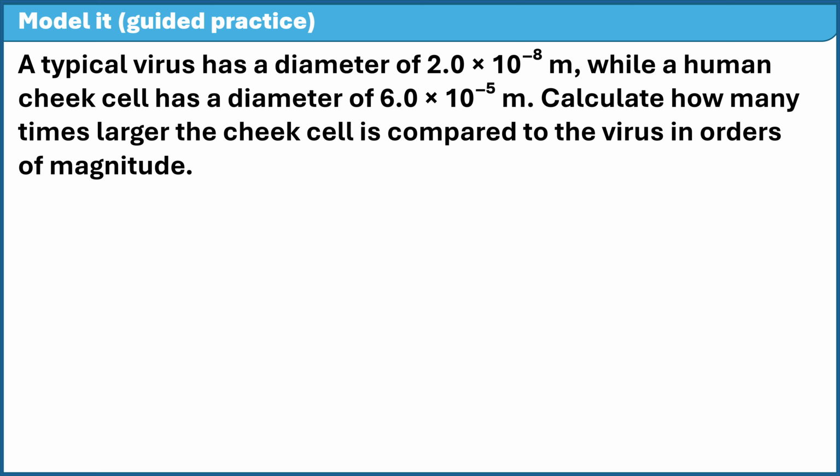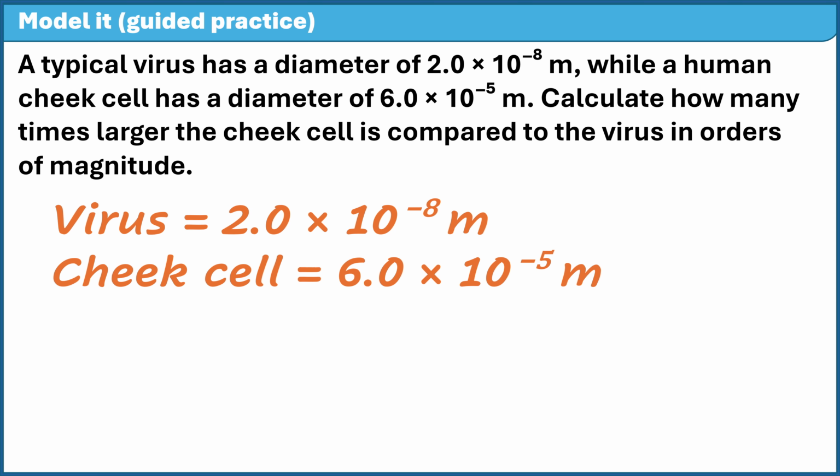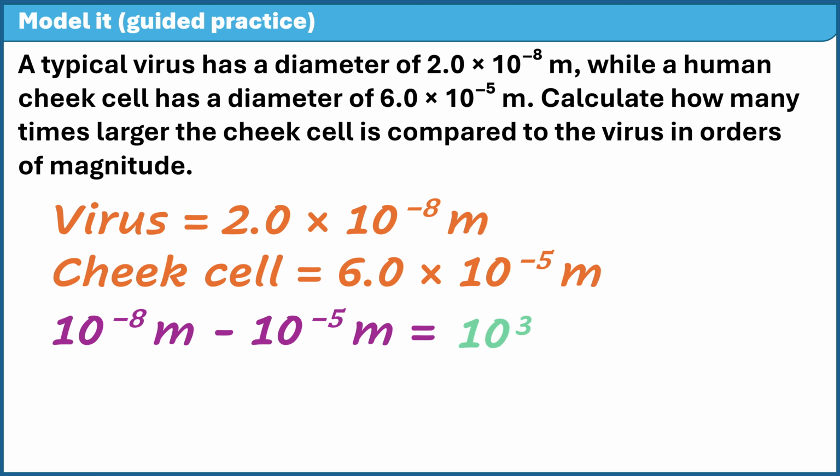Okay, standard form again, so we use the shortcut method. Step 1. Identify the powers of 10. The virus is 10 to the minus 8 meters and the cheek cell is 10 to the minus 5 meters. Step 2. Find the difference between the powers. We find the difference between 10 to the minus 8 and 10 to the minus 5, and that gives us a difference of 3, which means 10 to the power of 3.